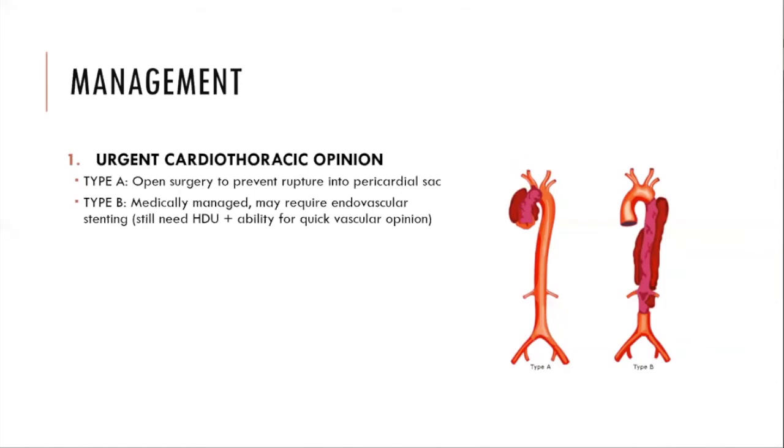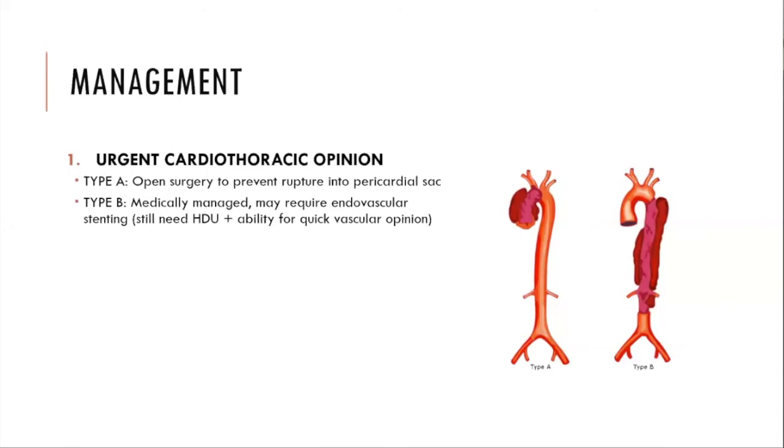From the pictures, the radiologists will be able to tell you whether this is, well, the most commonly used classification system that largely impacts our management is the Stanford classification system. That divides dissections into type A and type B. Said, you're completely right. Hold that thought.